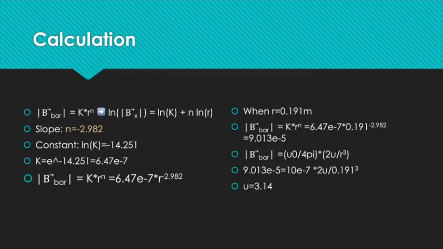In order to get k and n in this equation, we need to simplify it first into ln B equals ln k plus n times ln R. The y and x variables in this equation are made into the diagram I explained before. The slope is n itself and the constant is ln k, and we can get k and n from my case. After getting them, I can calculate the magnetic field using this equation when r equals 0.191 meter. I can use another equation from the Biot-Savart law to get the mu for our coding part.